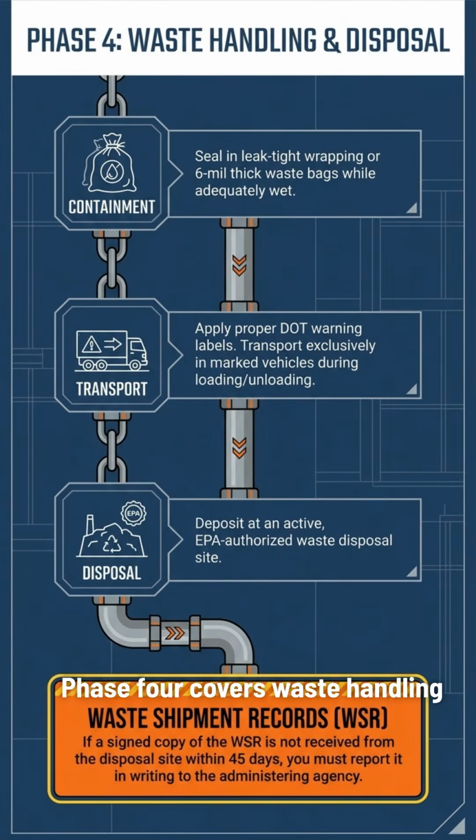Phase 4 covers waste handling and disposal. Containment involves sealing wet waste in leak-tight wrapping or thick bags. Transport requires proper DOT warning labels and must occur exclusively in marked vehicles. Disposal must be at an active EPA-authorized waste disposal site. Waste shipment records must be received within 45 days or reported in writing to the administering agency.